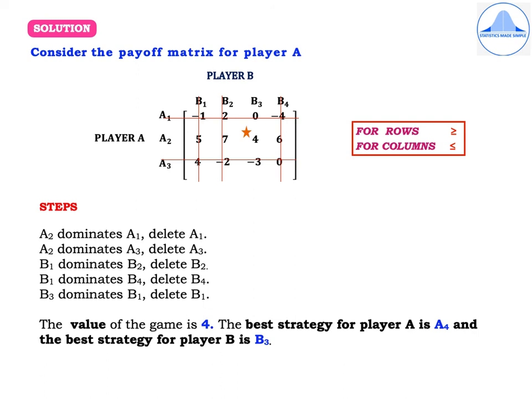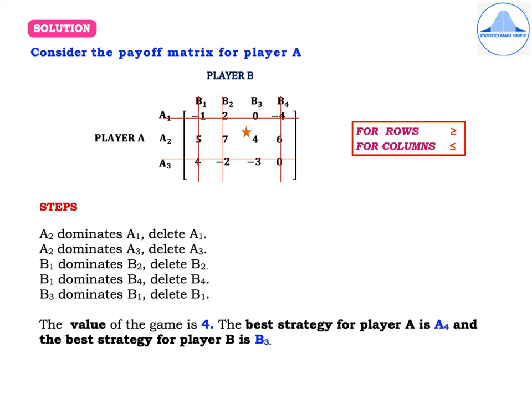So let us do the column comparisons where the payoff should be less than or equal to. Comparing B1 with B2, 5 is less than 7. So B1 dominates B2, delete B2. Next, we will compare B1 with B3. 5 is not less than 4. So B1 and B3 doesn't work out. Next, do B1 with B4. 5 is less than 6. So B1 dominates B4. Delete B4.